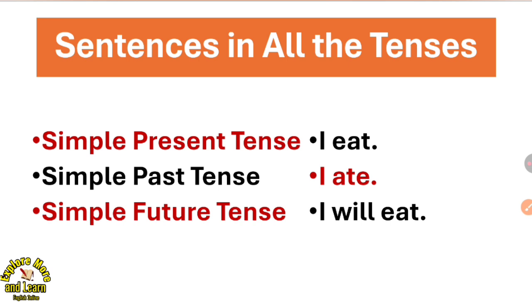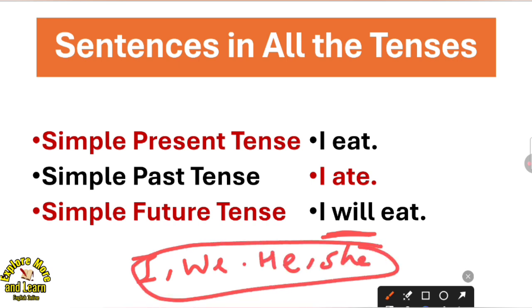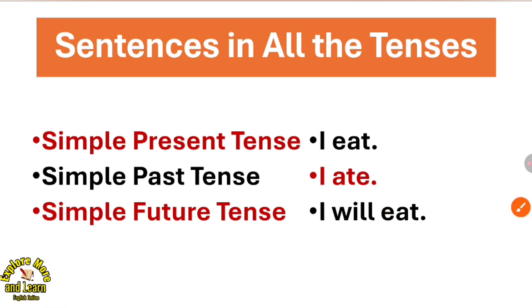I will eat. See, in old time, or you can say in modern English, we use will, whether it is I, we, he, she. Whatever the pronoun is, in modern English we use will. In earlier time we used to use shall along with I and we, but now you can use will. So, I will eat. Suppose an object is there, then you can write that. So, I will eat an apple.